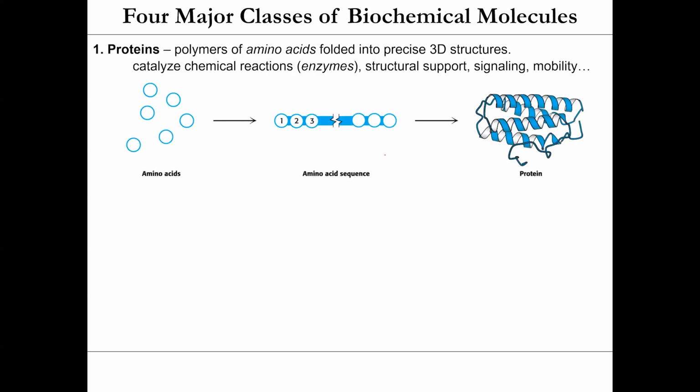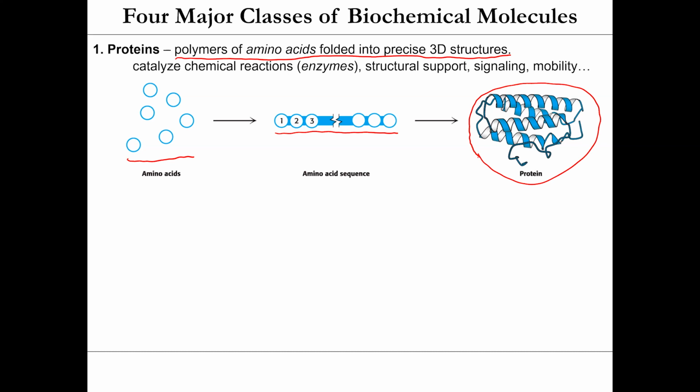The first one is proteins. Proteins are polymers of amino acids folded into precise 3-dimensional structures. Over here, you can see we have individual amino acids, which are just chemical groups. These amino acids are then linked together in a specific sequence of specific amino acids. That specific sequence of amino acids dictates how that amino acid chain is going to fold into a 3-dimensional conformation to form a protein. The function of that protein within your body is going to be dictated by that 3-dimensional folding.